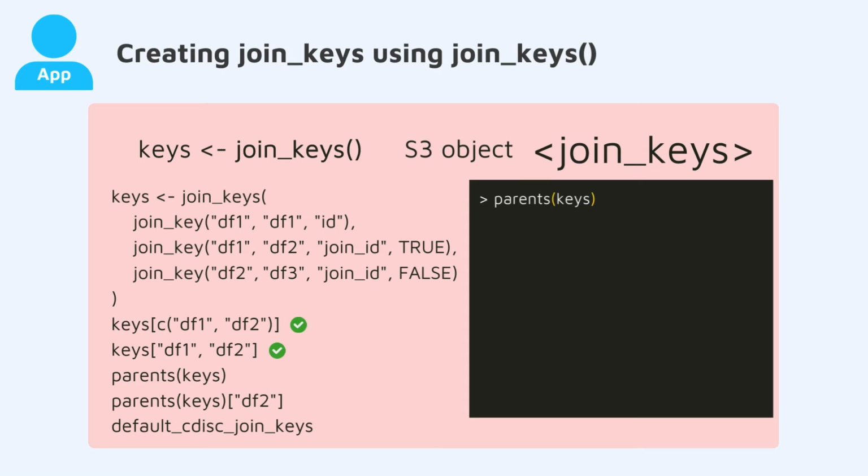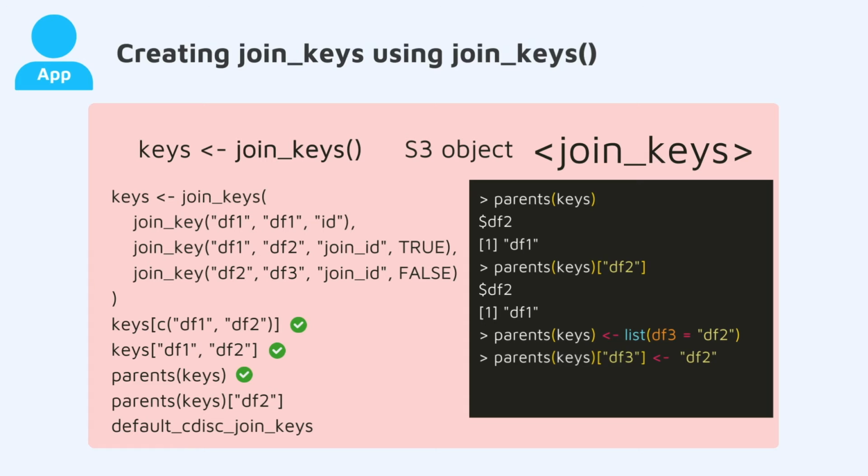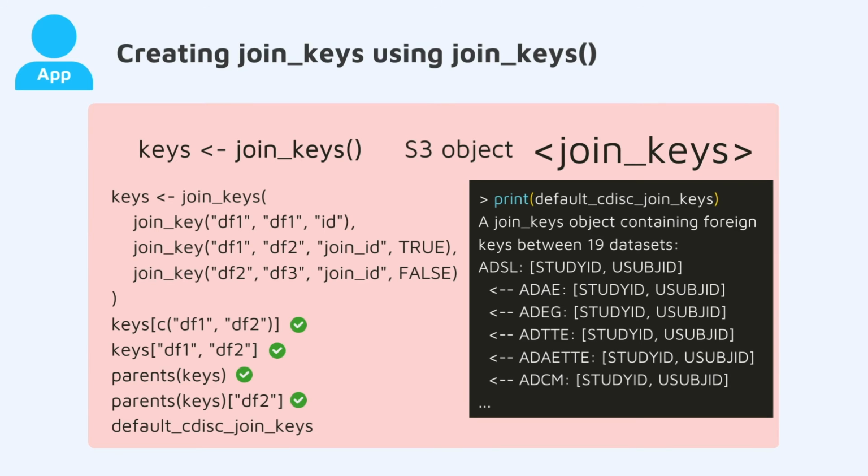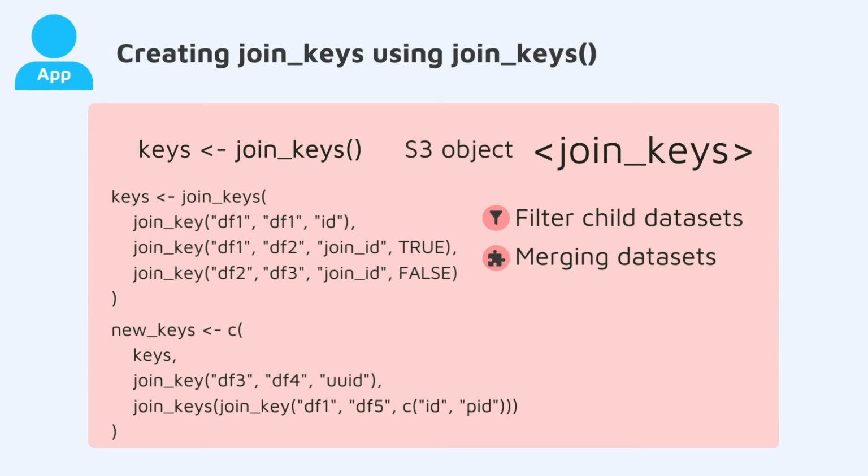You can view the parents of the join keys object using the parents method. Since it returns a list, you can subset parents of particular datasets. Note that you can also modify the parents by assigning new values to them. Teal exports the default cdisk join keys object, which contains the default join key mappings for the standard cdisk datasets. It's noteworthy that you can use the c function to combine multiple join keys mappings together.